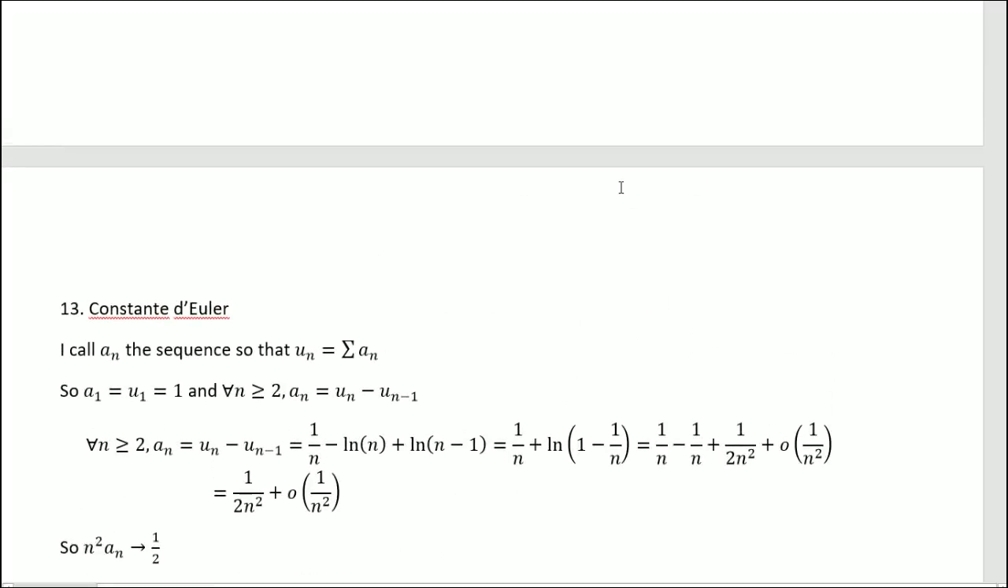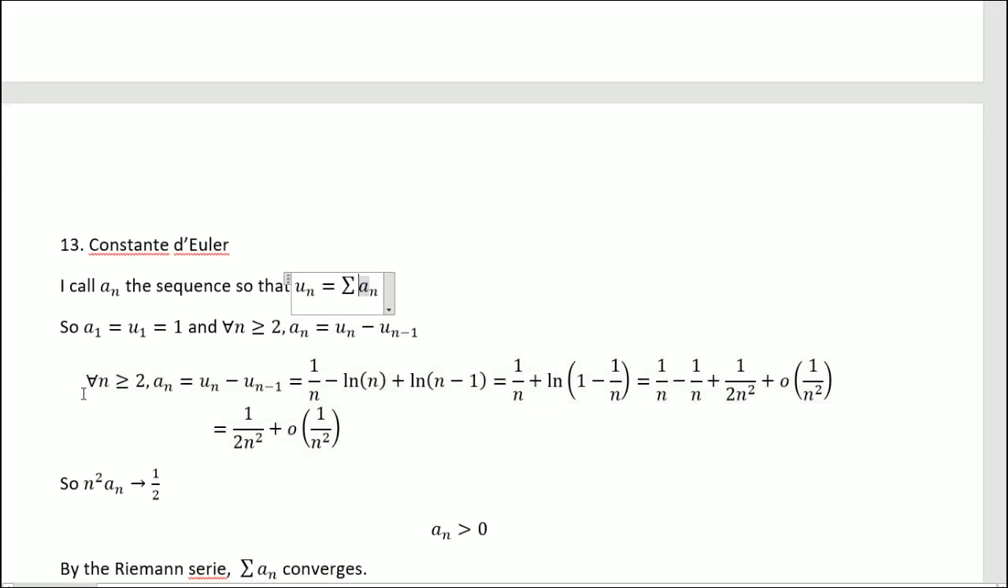Okay, so I call a of n the sequence so that we have u of n equal to the sum of a n. So for a1, it's equal to u1, so it's 1. And for n superior or equal to 2, a n is equal to u n minus u n minus 1. So basically we split that up.